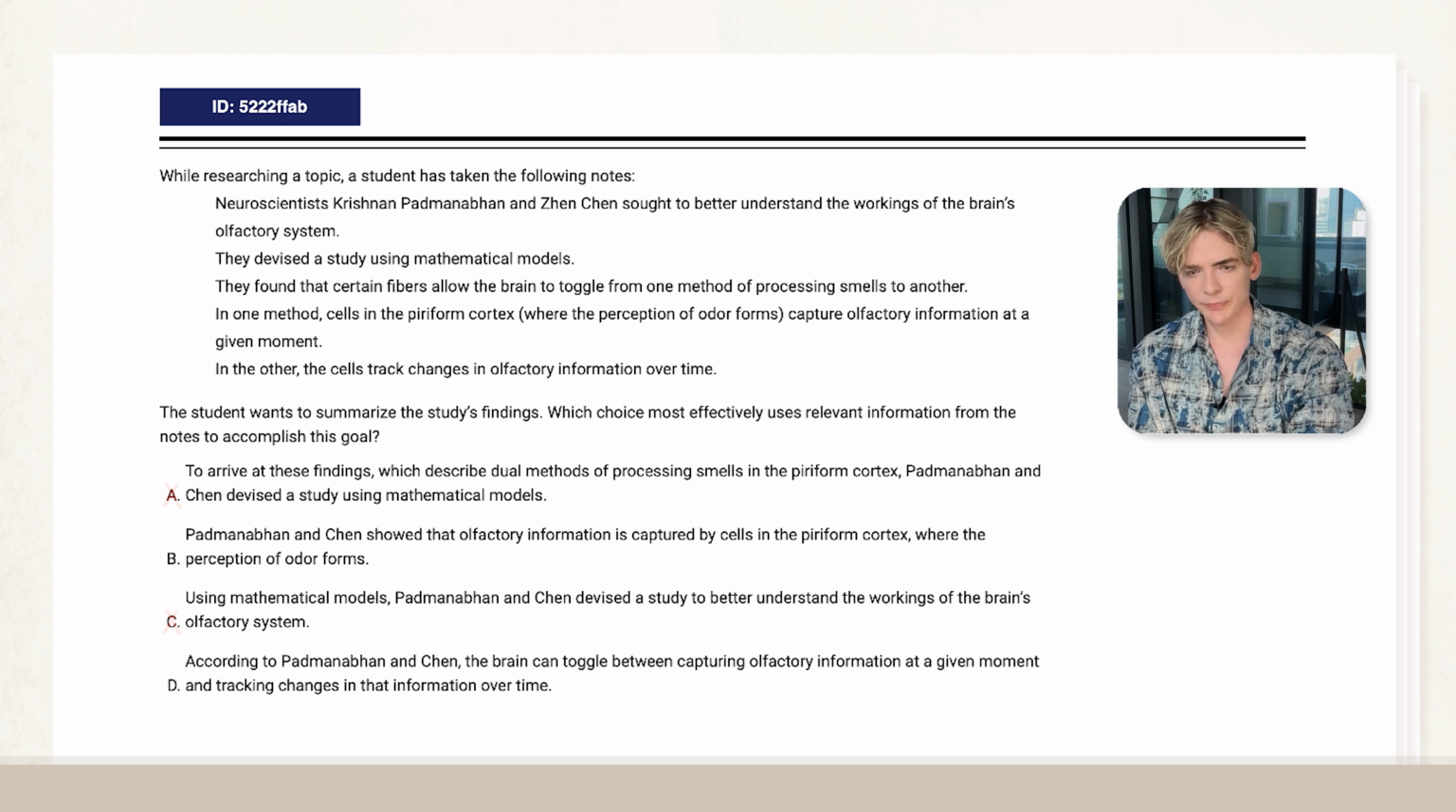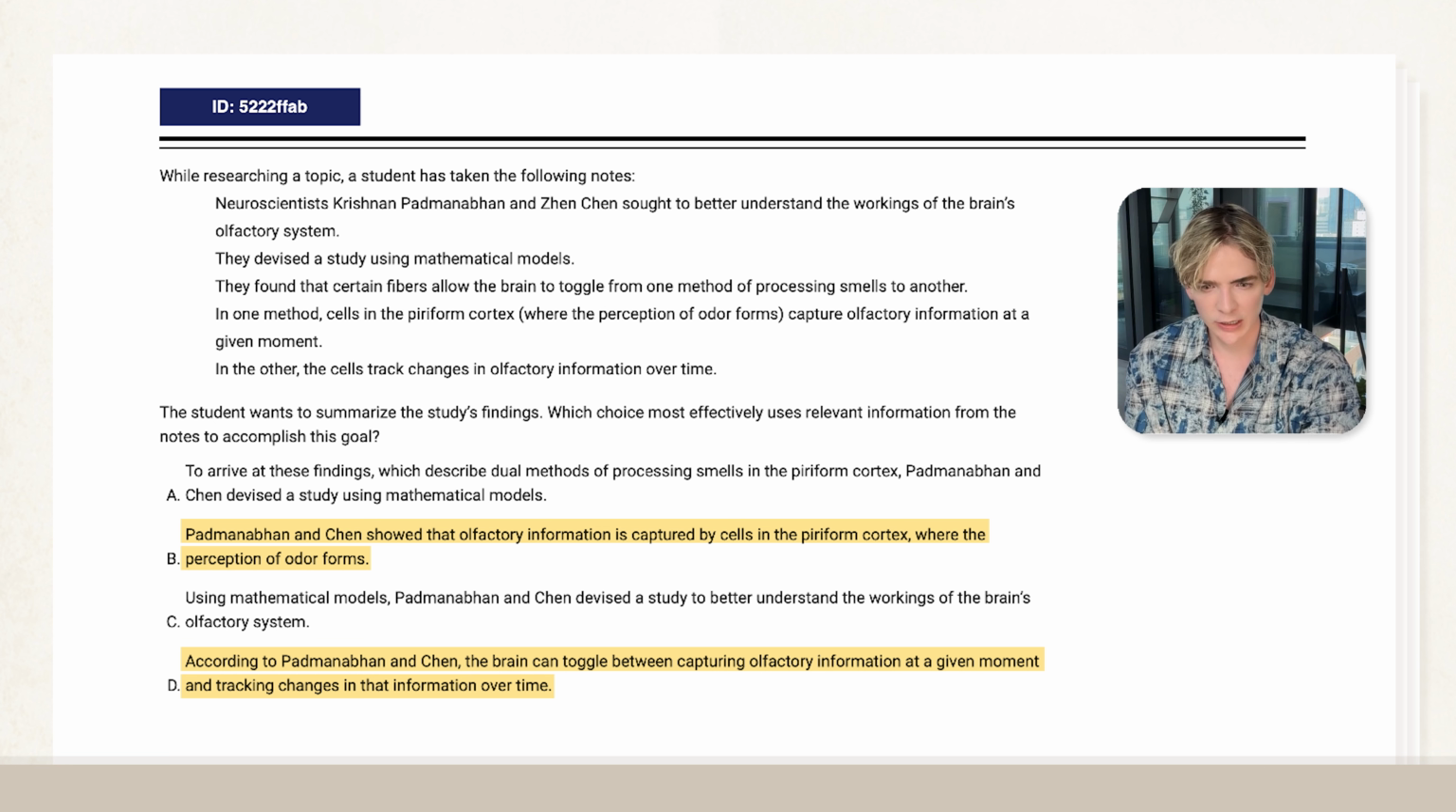So here's the problem. We have both findings for B and D. So that begs the question, which answer choice is actually right? So we need to look back at the bullets, and we can see that the third bullet here says they found that certain fibers allowed the brain to toggle from one method of processing smells to another in one method.